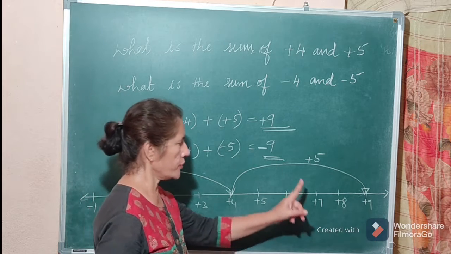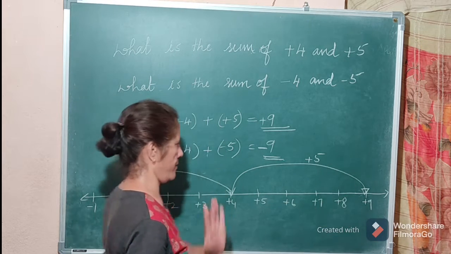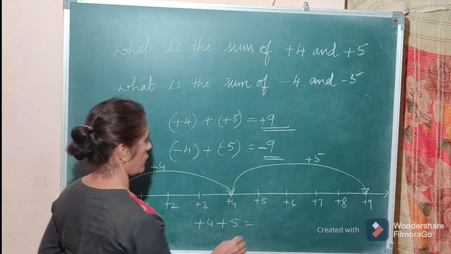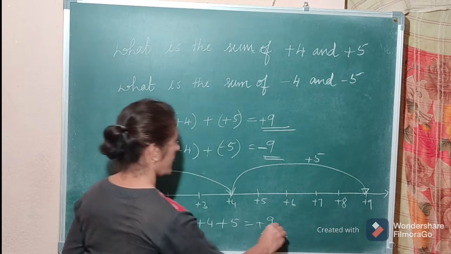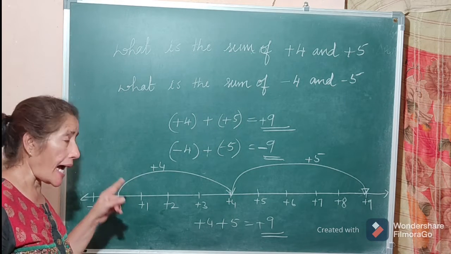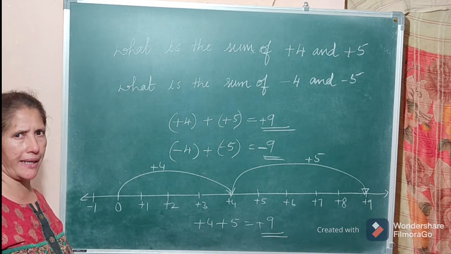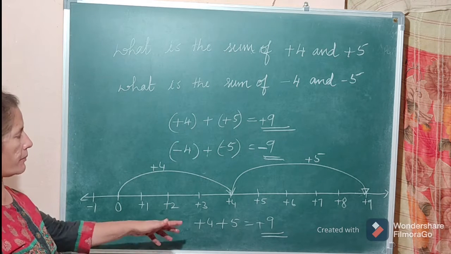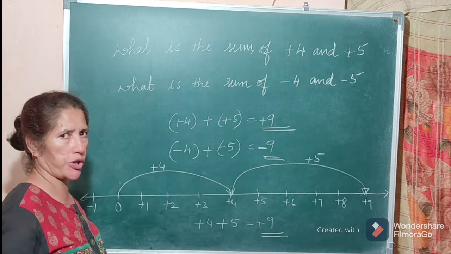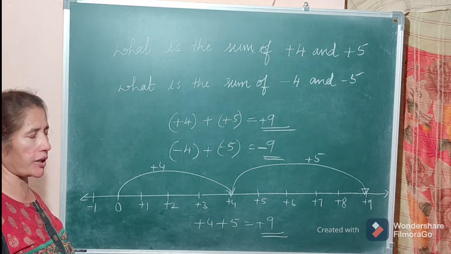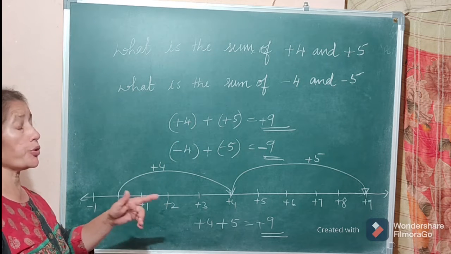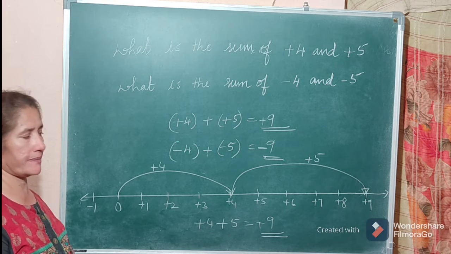1, 2, 3, 4, 5. So, what is plus 4 plus 5? It is equal to plus 9. Isn't it correct? This is how you have to add the numbers on the number line. When you add on the number line and both are plus, you are going in the same direction. Understood clearly? Now let us see how to add two negative numbers on the number line.